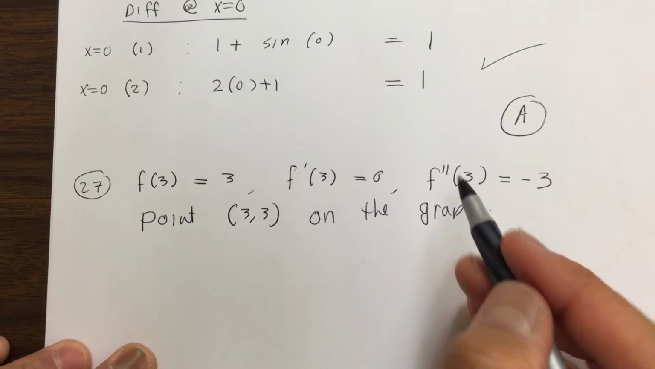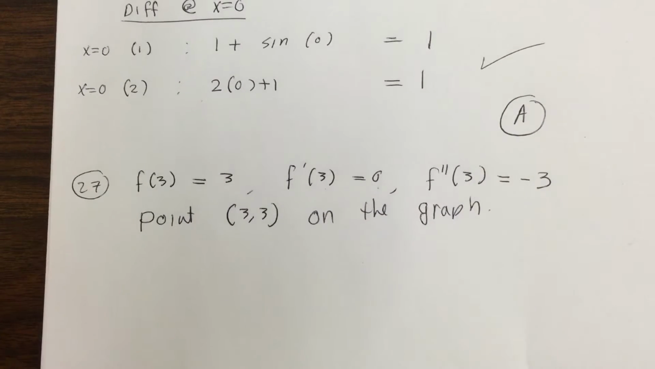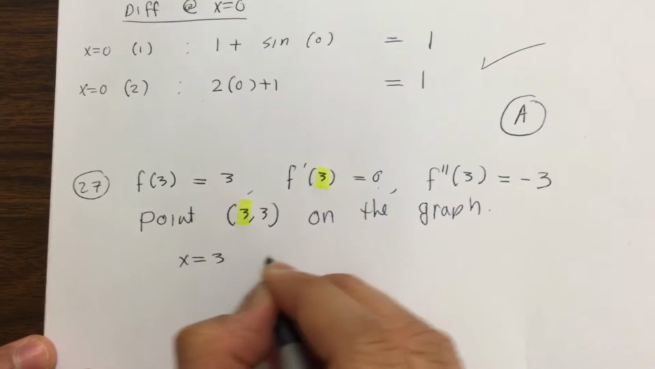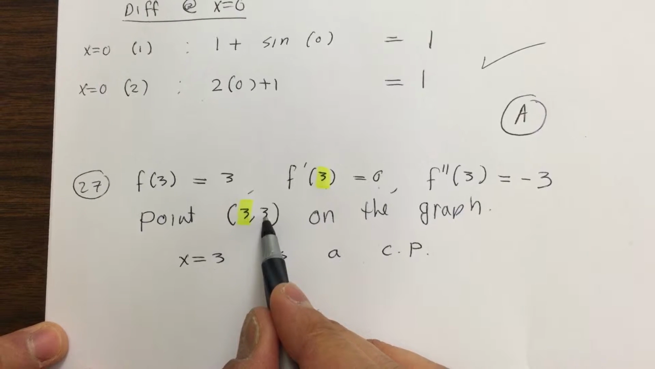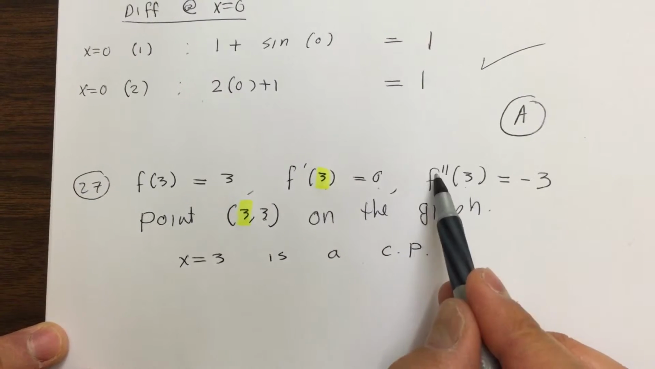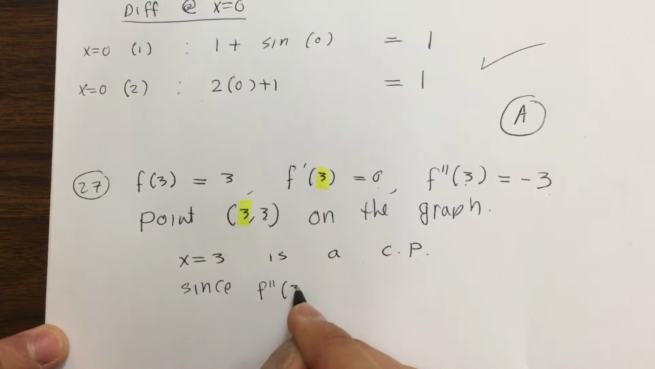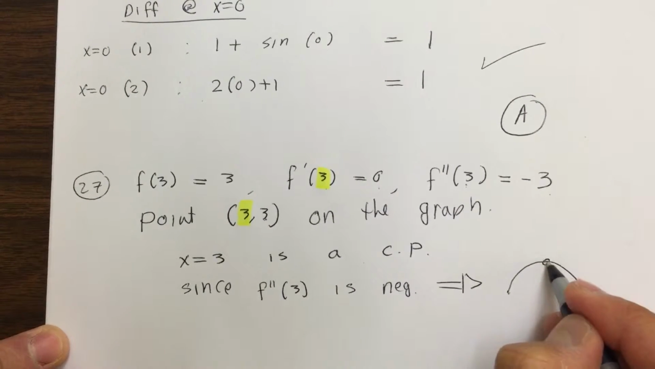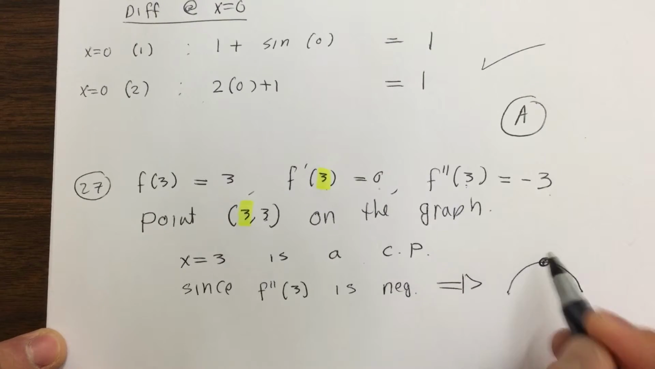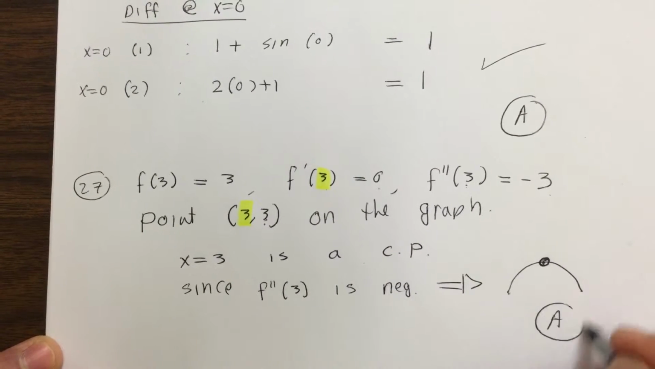Okay, the fact that the first derivative at 3 is 0 means that x equals 3 is a critical point. That means it could be a maximum, or it could be a minimum value. Now we also take a look at the second derivative at 3, and it happens to be negative. So since f double prime at the critical point is negative, it implies that the graph is concaving down, and therefore that's a local max. So 3 is a relative max. So we choose option A.